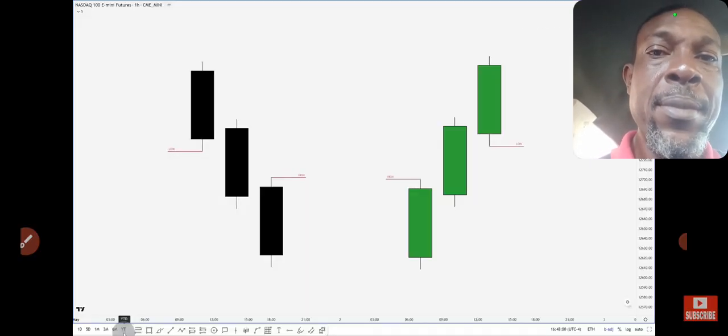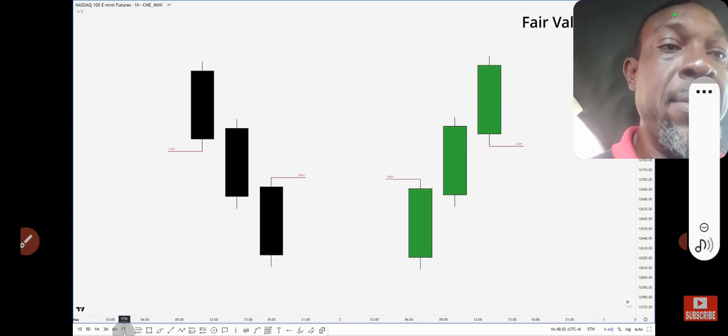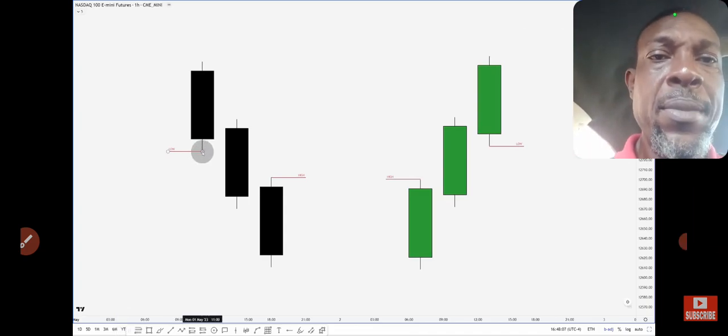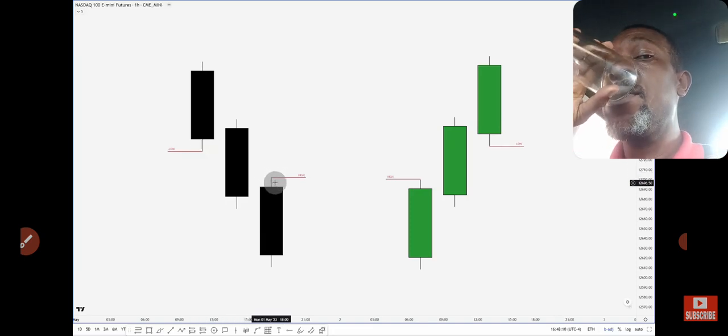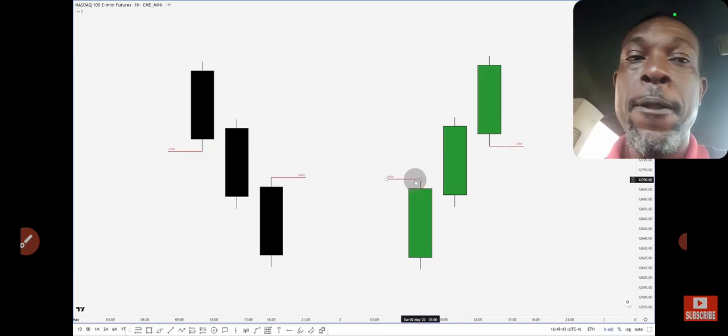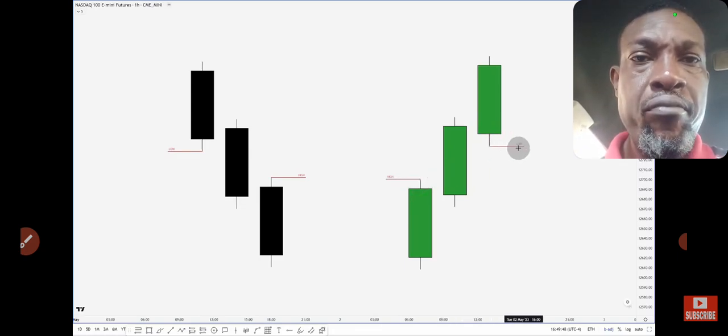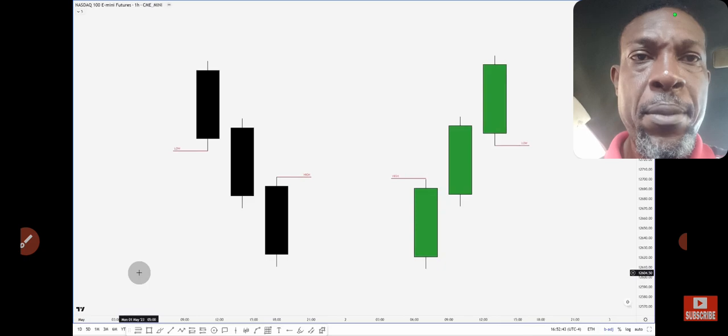To go over is what is a fair value gap. A fair value gap is a 3 candlestick pattern where the first candle low does not overlap with the third candle's high, or where the first candle high does not overlap with the third candle's low. Let's take a little bit of a deeper look into that.